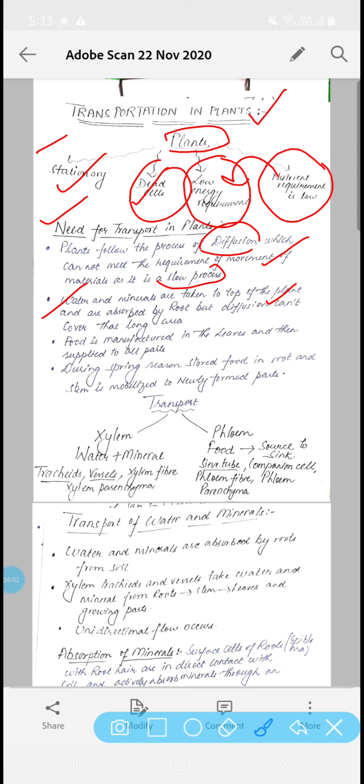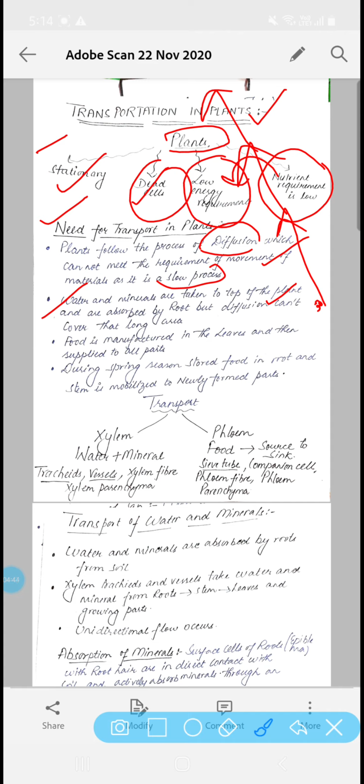If you look around yourself, you see eucalyptus trees, which have so much height, near about 100 meters. So how is it possible that in a eucalyptus plant, the soil which contains water and mineral, absorbed by the root, can supply the water to that much height? By diffusion it is not possible ever, because diffusion can always occur only for a short length. It cannot take water and minerals to that much higher area.